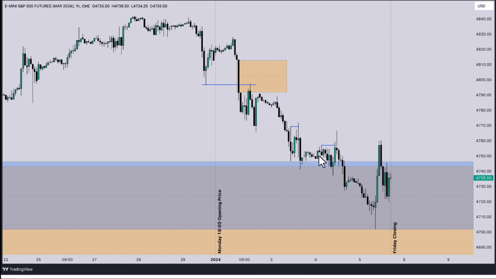And then the following day consolidated a little bit, created a little bit of buy side, took it out, and then took it out even higher, took out this buy side as well, before taking out the sell side, which actually took down the sell side from the previous day. So it just keeps doing what it needs to do.